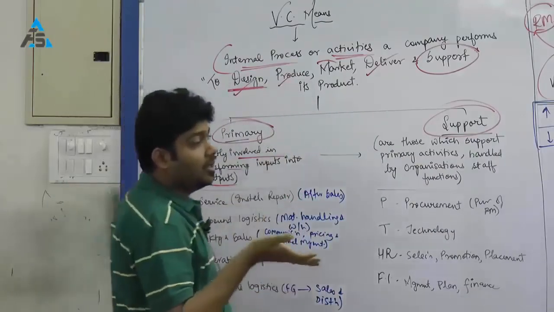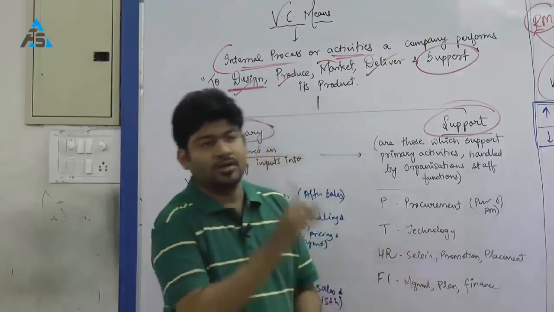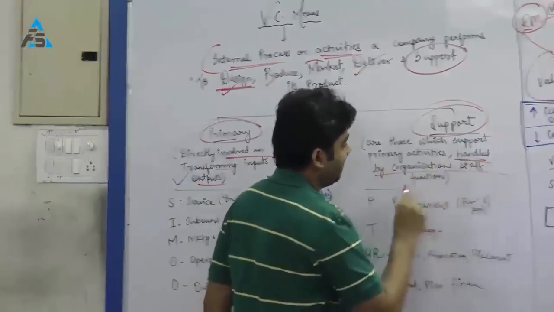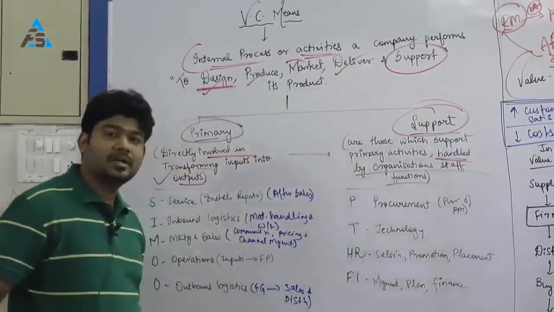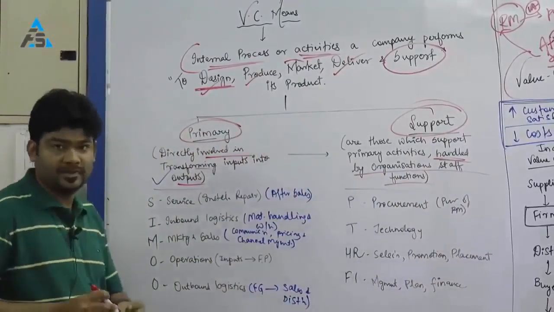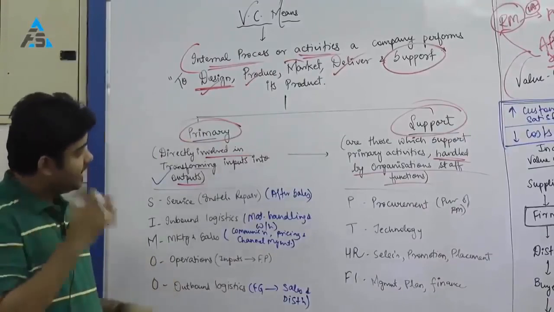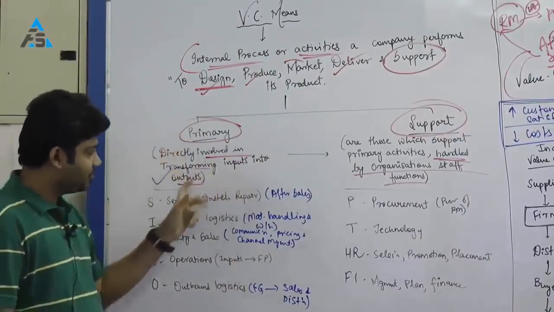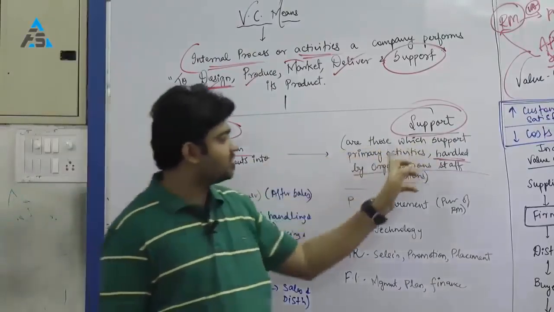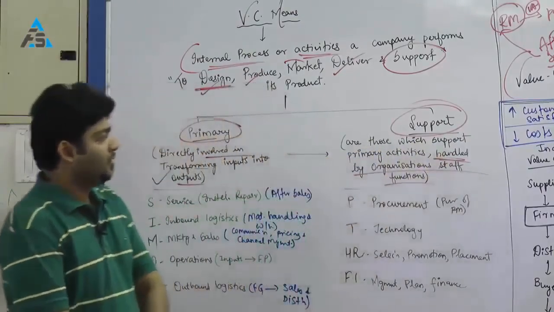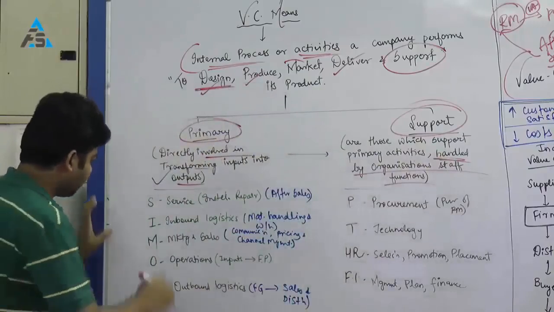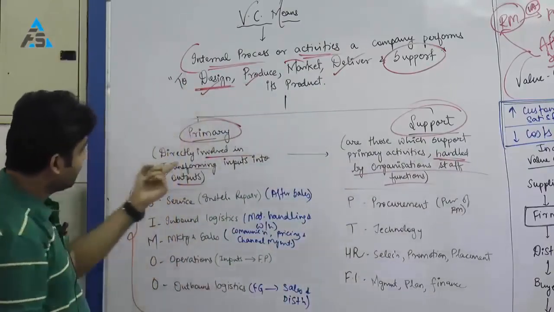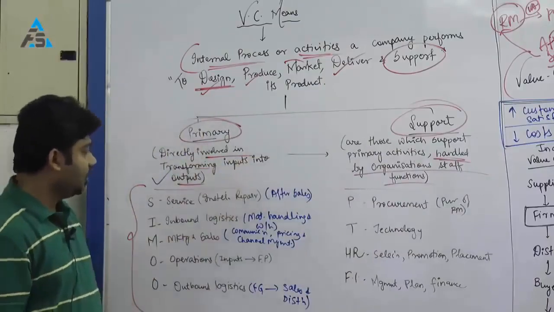और support क्या होगा, वो input से output कन्वर्ट करने के लिए जो सपोर्ट एक्टिविटीज चाहिए, स्टाफ हैंडलिंग एंड ऑल ऑफ दैट, दैट बेसिकली इज माय सपोर्ट एक्टिविटी. सो वन इज प्राइमरी एंड द अदर इज सपोर्ट एक्टिविटी. प्राइमरी एक्टिविटी डायरेक्टली इन्वॉल्व इन ट्रांसफॉर्मिंग इनपुट्स टू आउटपुट्स, एंड सपोर्ट इज दोज विद सपोर्ट प्राइमरी एक्टिविटीज हैंडल्ड बाय एन ऑर्गेनाइजेशन स्टाफ फंक्शंस. नाउ प्राइमरी एक्टिविटीज में क्या आता है, directly involved in transforming inputs to outputs.